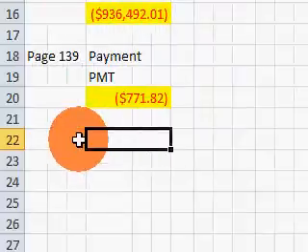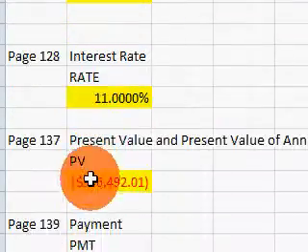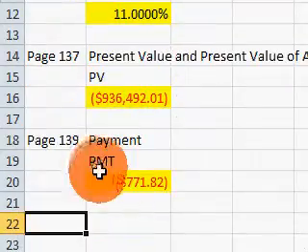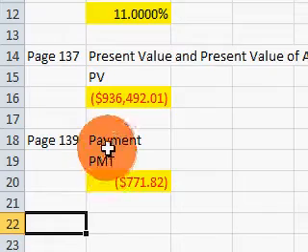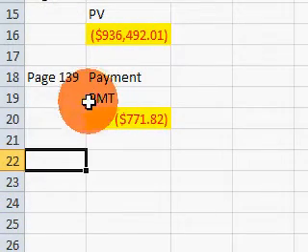So again, to summarize, for finding out future value, number of periods, rate, present value, or payment, as long as you know 4 out of the 5 values, you can solve for that 5th value. And again, Excel is a nice little tool to help us calculate these time value of money problems.